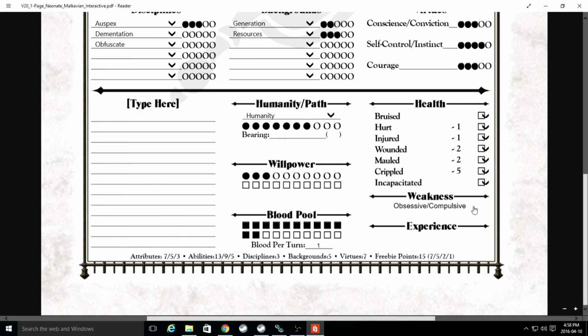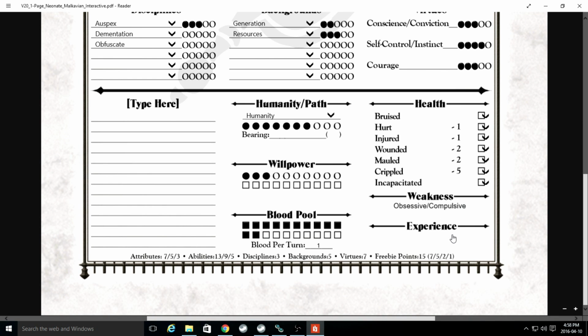Because frankly, if you're not willing to take on this task and do this research so that you know what you're talking about, and you know how you should be playing the particular derangement, maybe Clan Malkavian isn't for you.